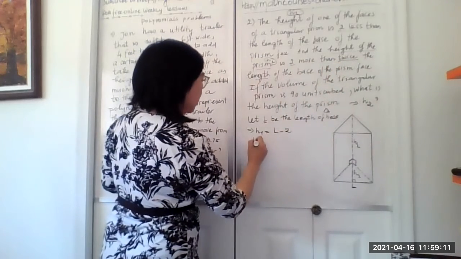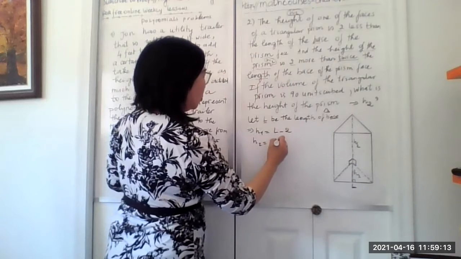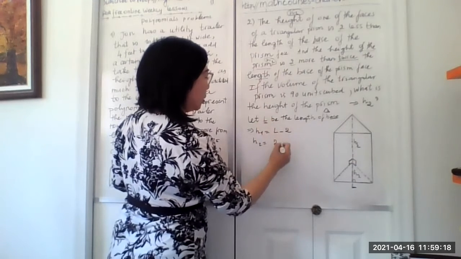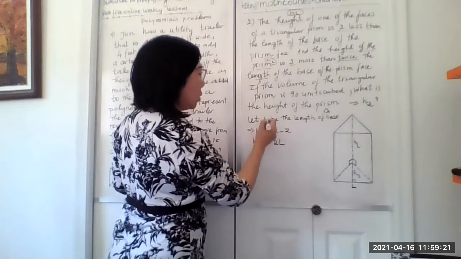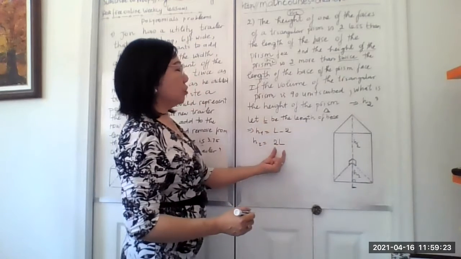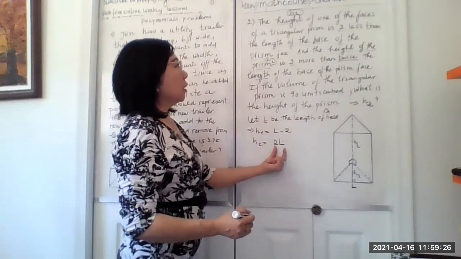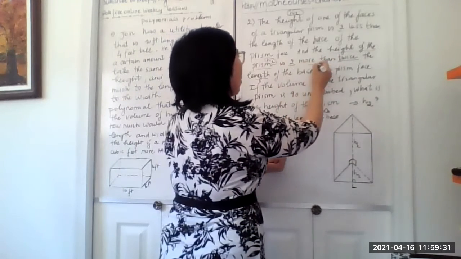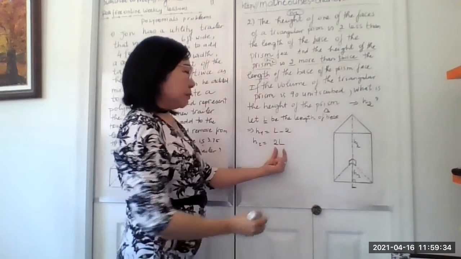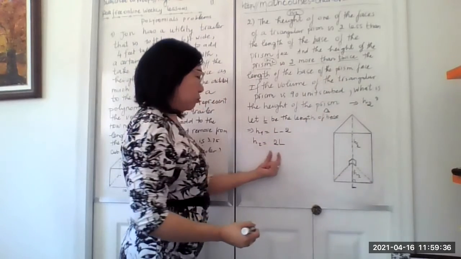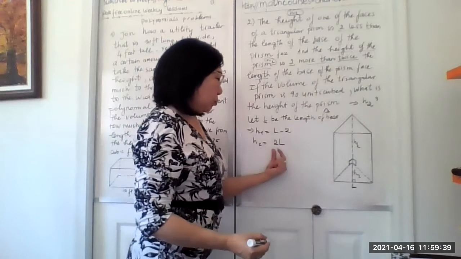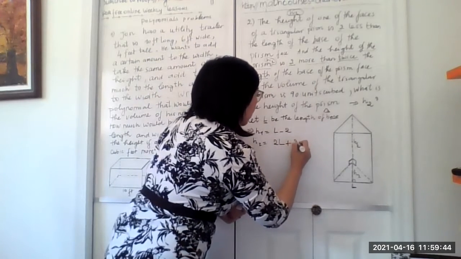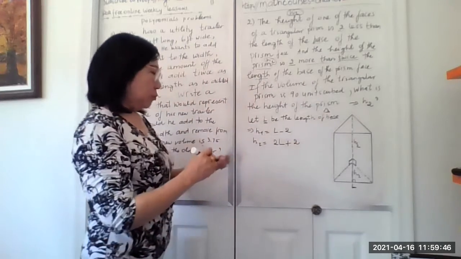So height 2 will be equal to twice the length, which is L here, multiplied by 2 because they said twice the length. So we have 2L, and the height of the prism is 2 more than that. So after we multiply the length, height 2 will be equal to twice the length, 2L, adding 2 more units. So that's height 2.